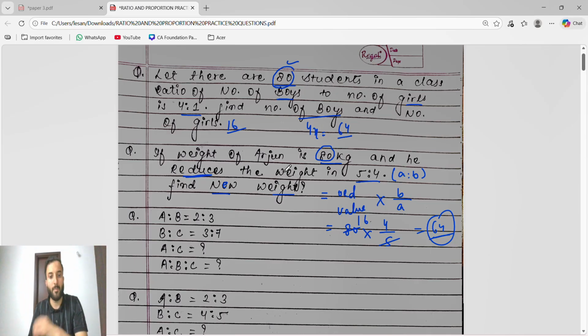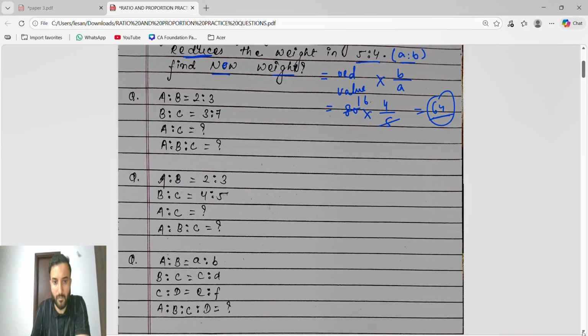There is a formula. They will give the old value, and that value is either increased by some ratio or decreased by some ratio. Then we have to find the new value. So what we will do is write the old value into the reciprocal of the ratio. So if the given ratio is a is to b, the reciprocal is b by a. Finish. Okay. Now next, this is very easy, we know this.